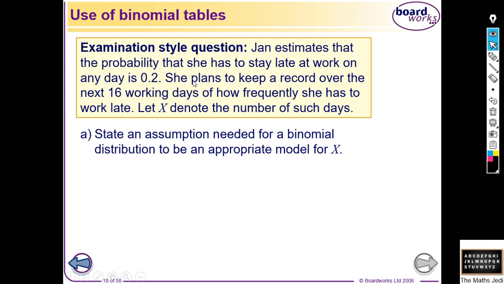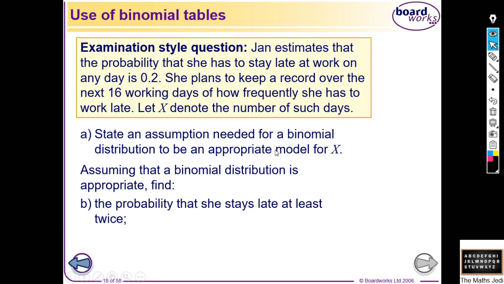She plans to keep a record over the next 16 working days. So that's fixed trials. And the fixed probability will stay the same. There's one thing that isn't mentioned here, and that is that there have to be independent events. So the fact that she's late on the first day hopefully doesn't affect whether she's late on the second day. So when it says, state an assumption needed for a binomial distribution, it'll be that assumption we have to make, because all the rest is fairly clear. It'll be the fact that there is independence that makes the binomial happen.